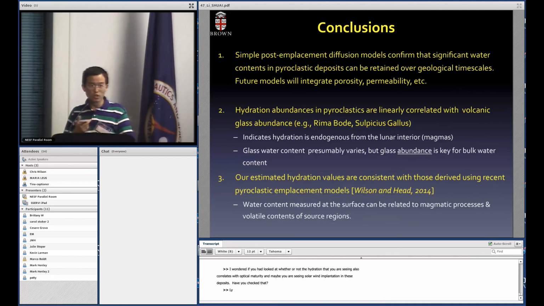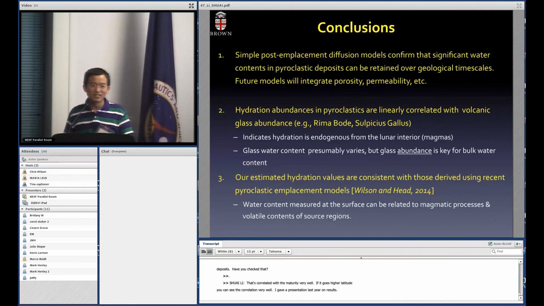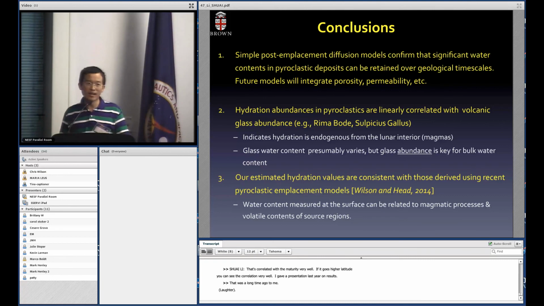I gave a presentation last year at PSC. I showed those results. Yeah, well, that was a long time ago for me. So you do see a correlation with optical maturity in these things? With the maturity? Yes, with maturity. Yes, very strong at high latitude.